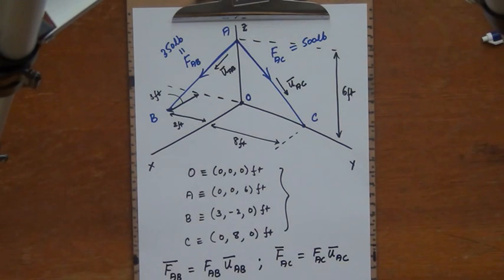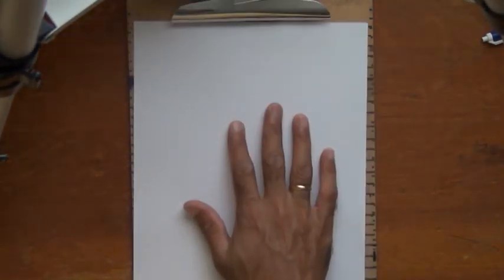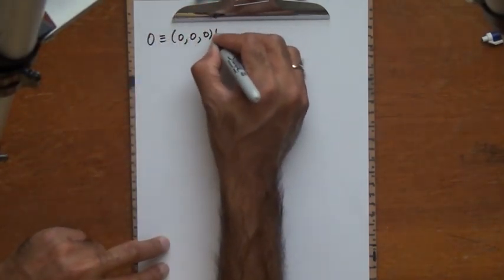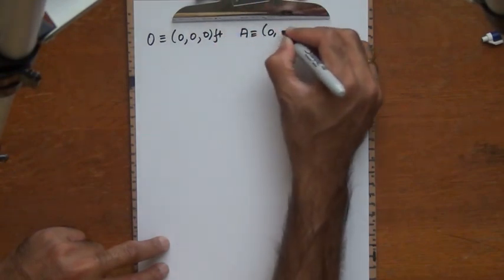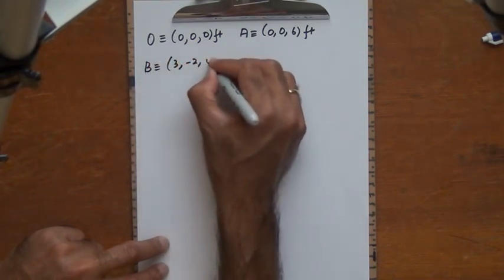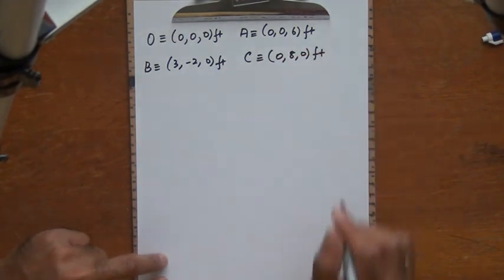And the basic idea is I need to find the magnitudes, I need to find the unit vectors by finding the position vectors and the distances. Magnitudes are already known to us. FAB is 350 pounds, FAC is 500 pounds. Alright. So with these distances found out and the magnitudes known to me, I'll just rewrite the coordinates of the points from before. So point O, 0, 0, 0. Point A was 0, 0, and then 6. Point B was 3, minus 2, and then 0. And then C was 0, 8, and then 0 feet.